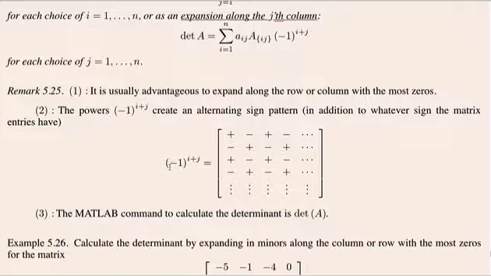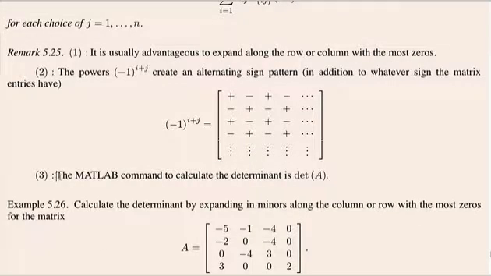The way it looks is that if you start from the upper left corner, that's positive, and then moving right or below, you get negative, positive, negative, and so on. You have alternating sign in each direction. And also, I already mentioned before, let me mention again, the MATLAB command to calculate the determinant is det(A).